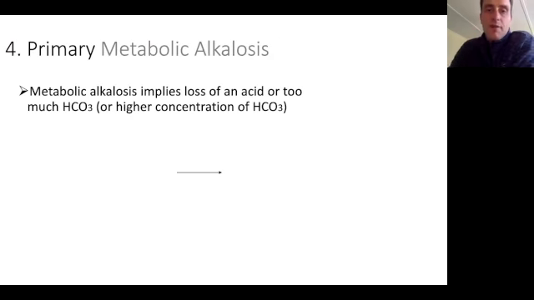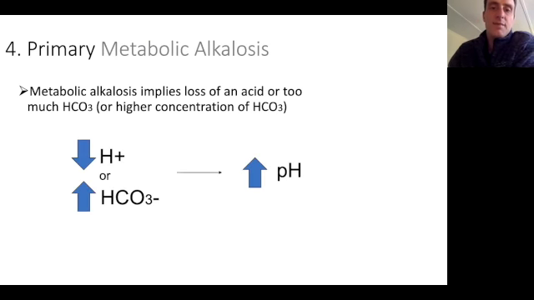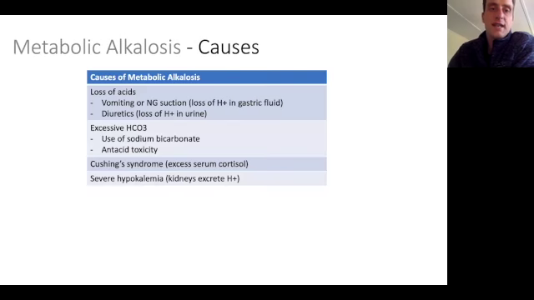The final primary acid-base disorder we'll look at is metabolic alkalosis, which implies a loss of an acid or too much bicarbonate, leading to an increase in pH. We'll go through a few causes of that. Primary ones that we might see either in the emergency department or the medical ward, which can result in consequences for us in the operating room, are loss of acids, either through vomiting or NG suction.